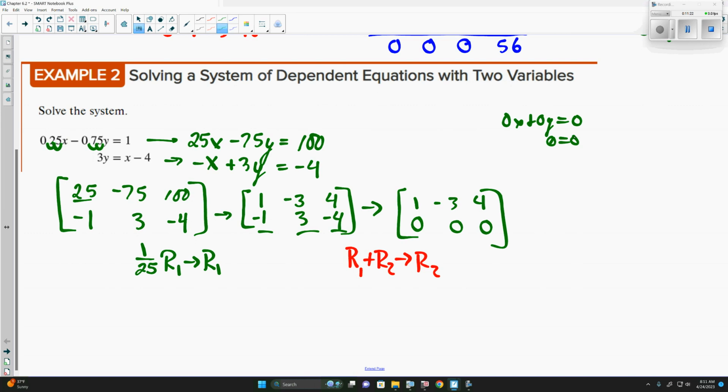Now there is a set solution for it. There are solutions that would work. But to do that, we're going to take the other equation that we have, this one here. So it tells us that x minus 3y is equal to 4.